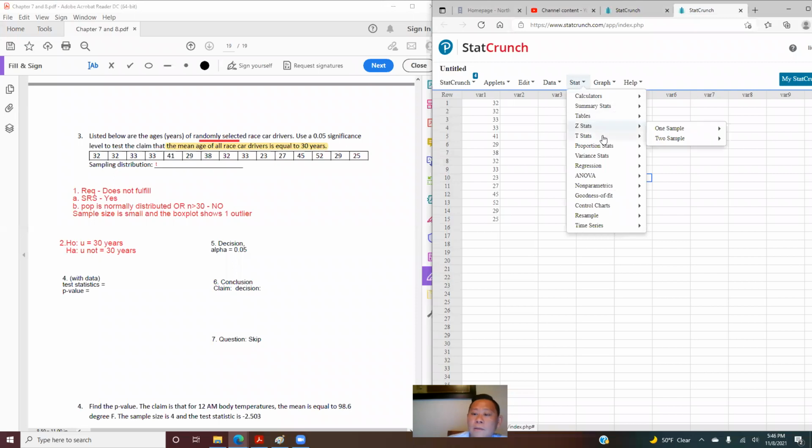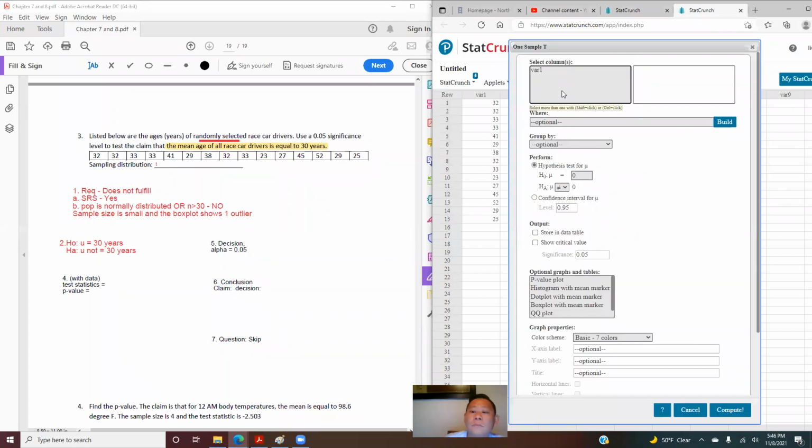Go to stats, t-stats, one sample with data. And we're picking var1 as our data. And we are testing for 30 years. So 30 years is what we need to use. So it's equal to and not equal to. And you hit compute.